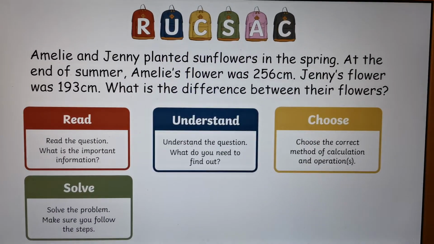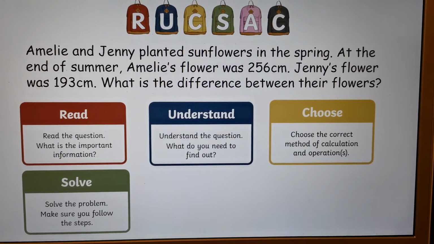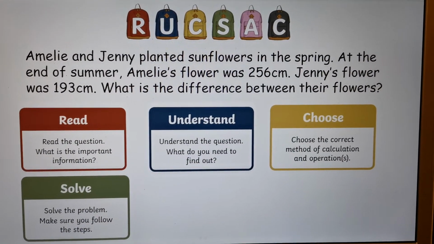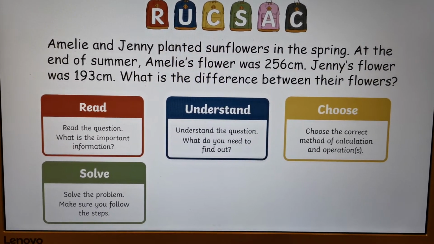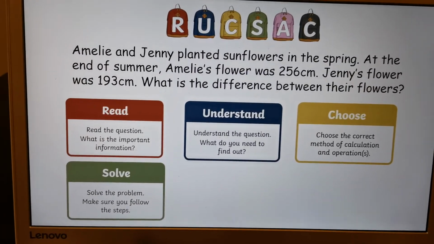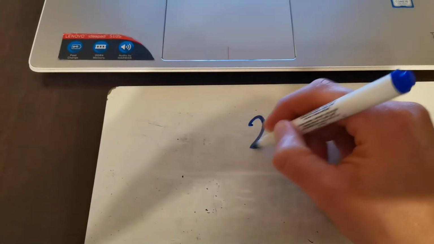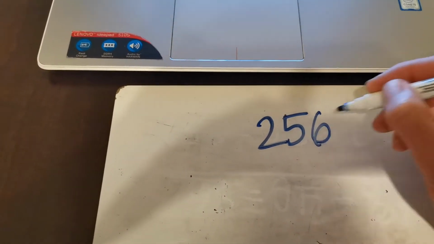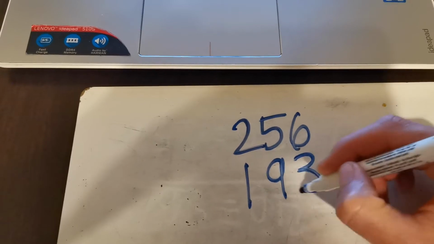Now it's your turn to solve the problem. You know we need to do subtraction, so how are you going to do it? Well, one way is you can use what we've been working on. Okay, I'll go down to my whiteboard. We've got 256 take away 193.